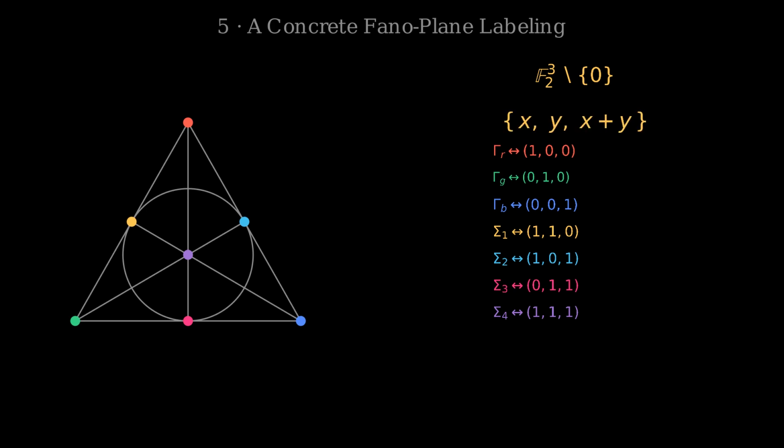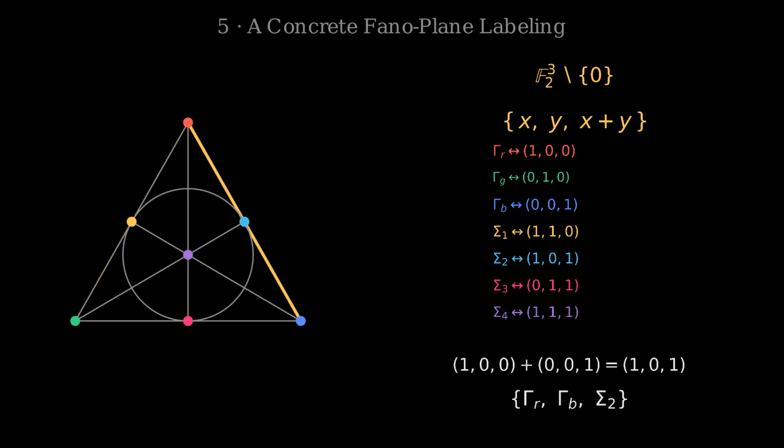The lines of a Fano plane are the triples x, y, and x plus y, where addition is performed in F2 cubed. This gives a precise combinatorial mechanism for determining which triples of colors are incident. For example, (1,0,0) plus (0,1,0) equals (1,1,0), so one Fano line contains gamma red, gamma green, and sigma 1.